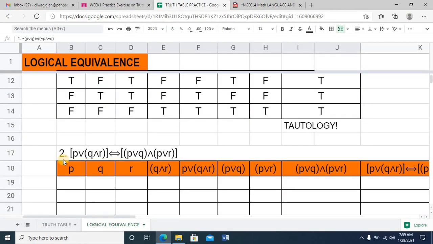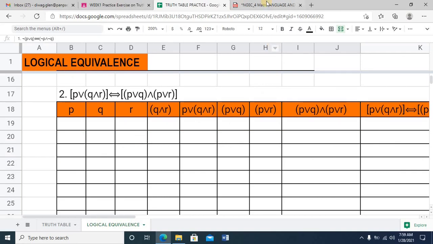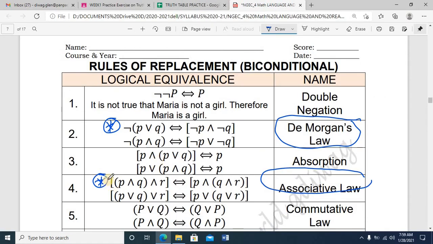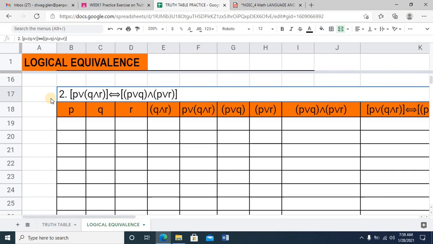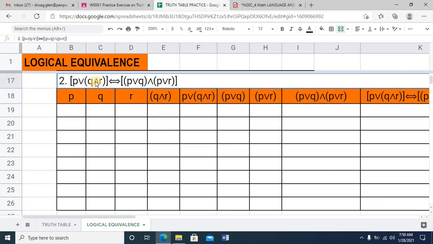Next, we go to number three. Number three is the case of associative law. So how do we work this out? First, we inspect how many propositions we have on this statement. So I have P, Q, R, P, Q, P, R, meaning I have only three propositions. So the first columns should be the single propositions, P, Q, R.